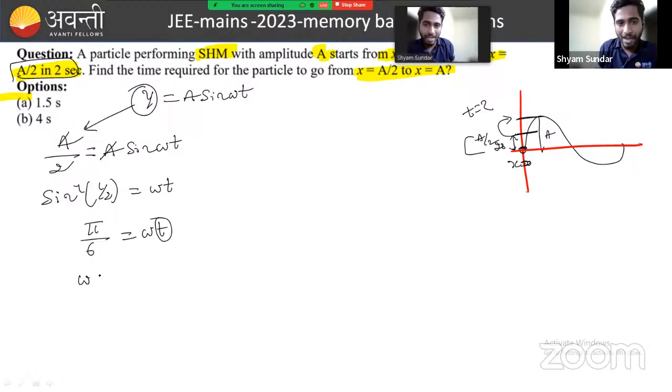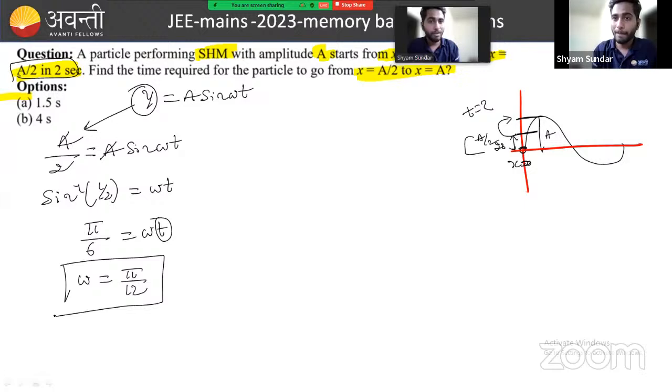Hence, the omega value we will get here is pi by 12. Okay, cool. Why do I calculate omega now? I will tell you. Because I need to know the time it will take to move from a by 2 to a. This one, I'm doing in yellow color, right? This journey I need to calculate right now. That's why I took this equation.